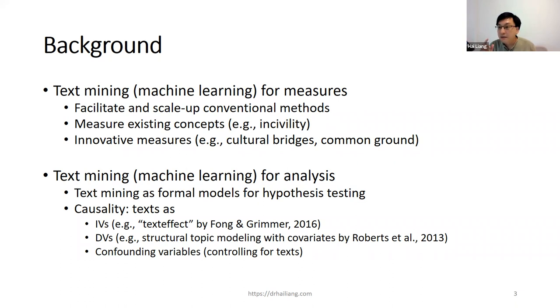When we are talking about text effects, first you need to define what is text, what concepts can be derived from the text. As I just mentioned, one way is to predefine, like in content analysis, a list of categories, and then you can train machine learning. That is the first part, about measurement. But here for text effects, they do not predefine the categories.